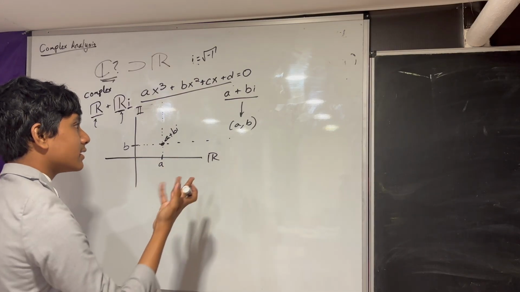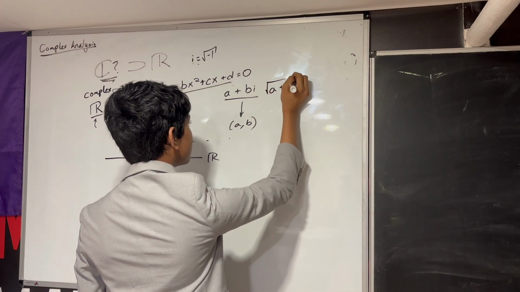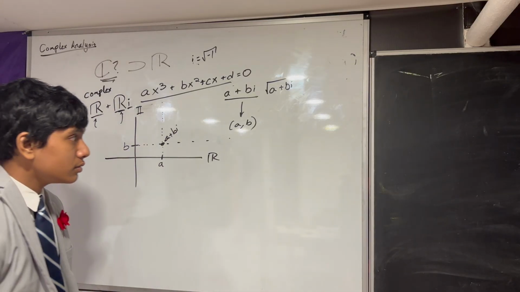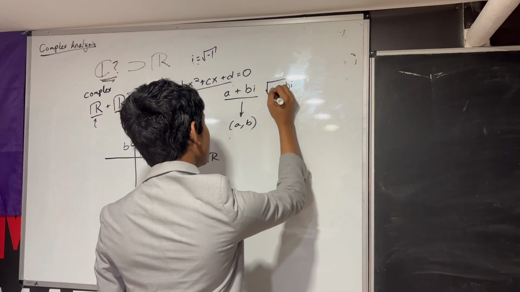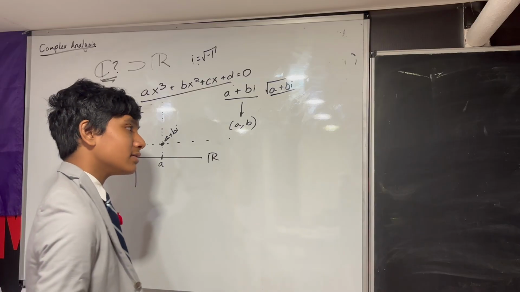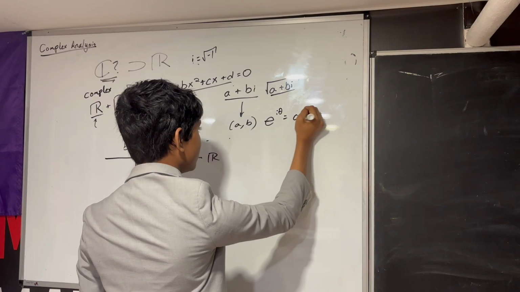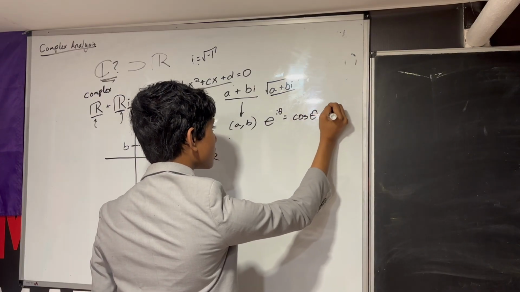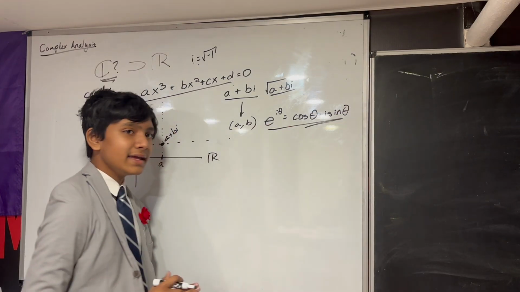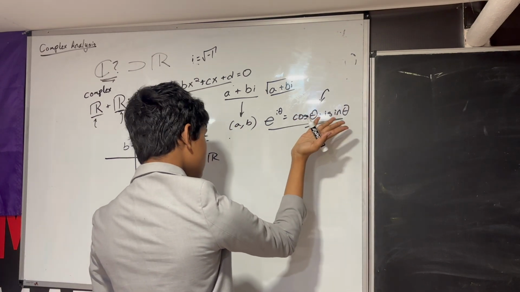Now, what else can we do with it? How do we calculate, for example, the square root of a plus bi? Well, all of that is extremely hard to do. Well, not hard, just tedious when you have it in this form. But you can also convert it using Euler's theorem, one of many, to polar form.